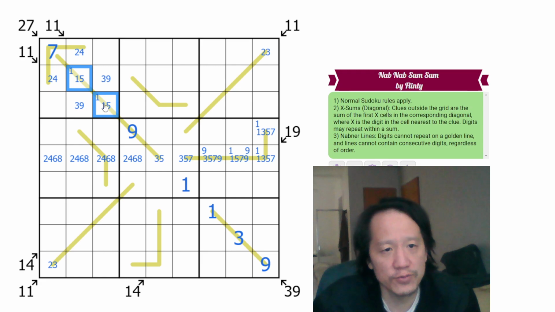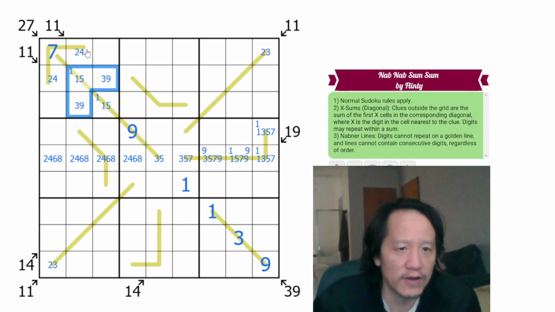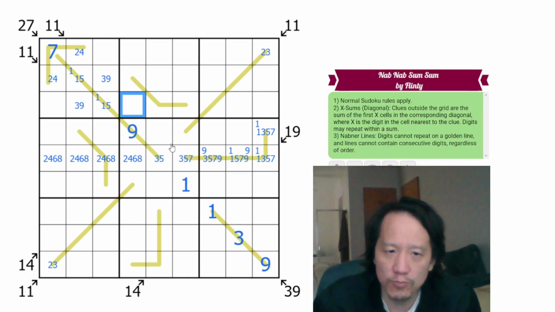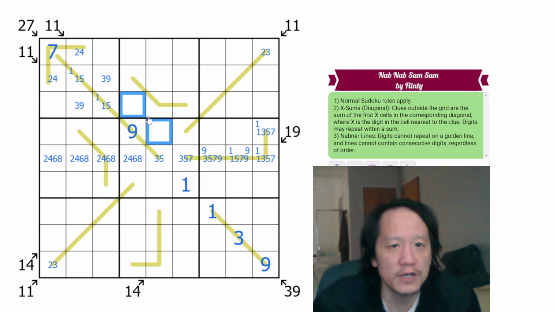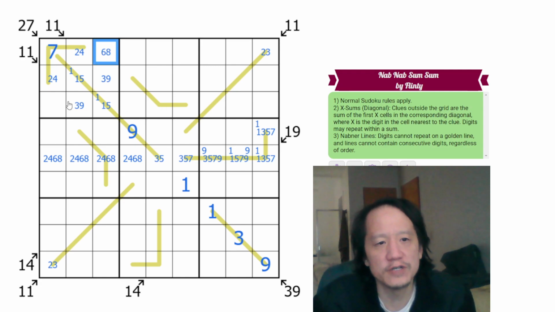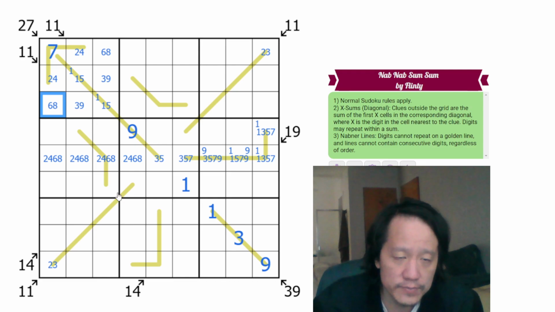So this can't be 3, right? Because we tried it with 5. 4, 5, 1, 1, but the 1 is already here. So this can't be 1. So it can't be 1 and 1. Therefore, this is always greater than 11 if this is not 3. So therefore, this is 6 or 8. This is 6 or 8. So it's 4, 3.